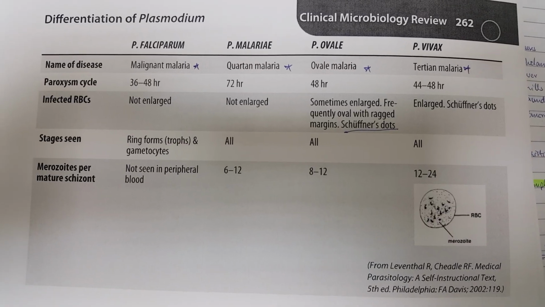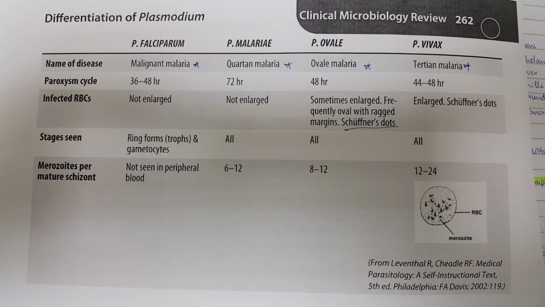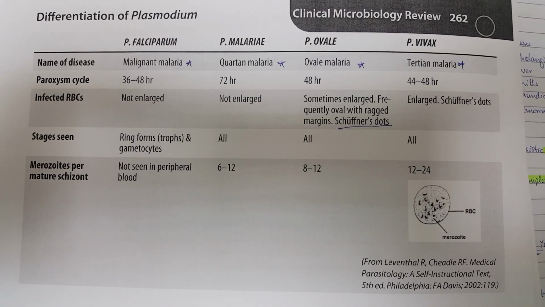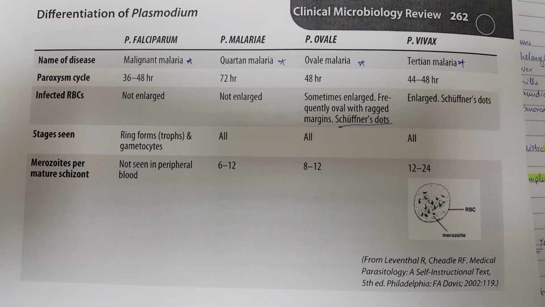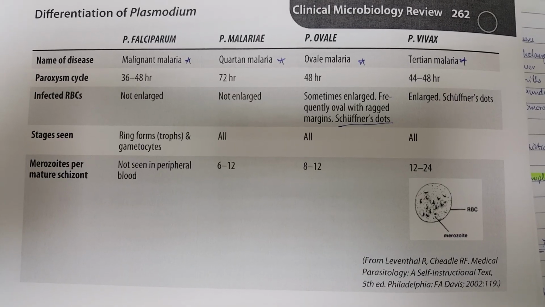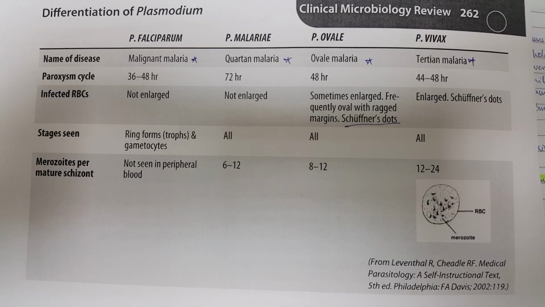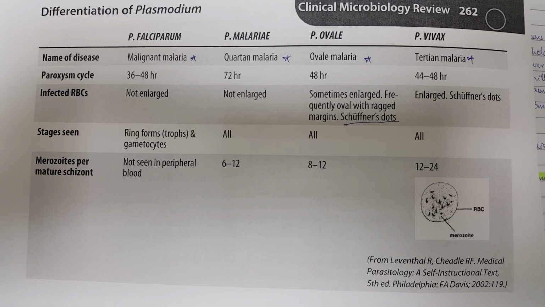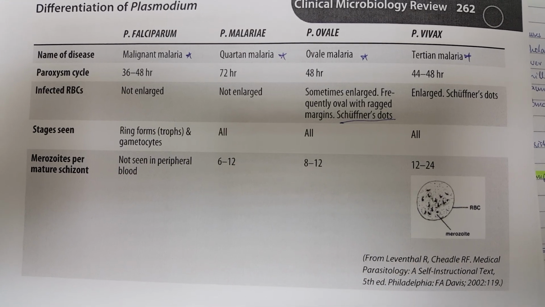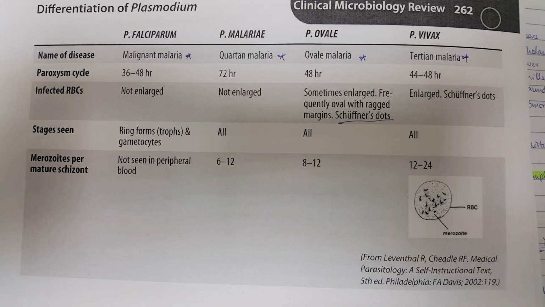And now we will explain how to differentiate the Plasmodium species: falciparum, malariae, ovale, and vivax. The name of the disease is malignant malaria in the case of falciparum. In the case of malariae, it's quartan malaria, in the case of ovale, it's ovale malaria, and vivax is tertian malaria. The paroxysm cycle in falciparum is 36 to 48 hours, while malariae is 72, ovale is 48, and vivax is 44 to 48 hours.